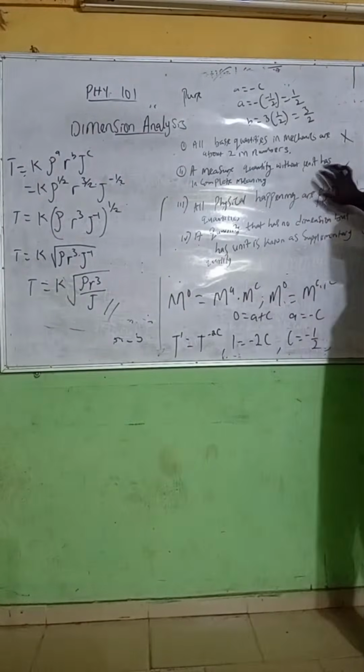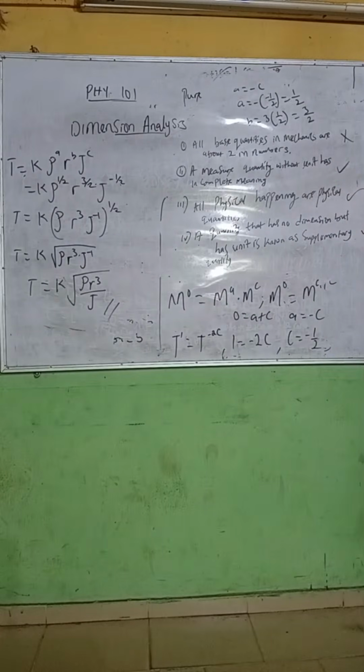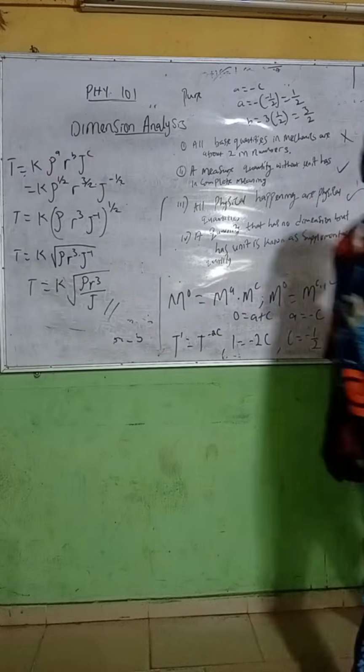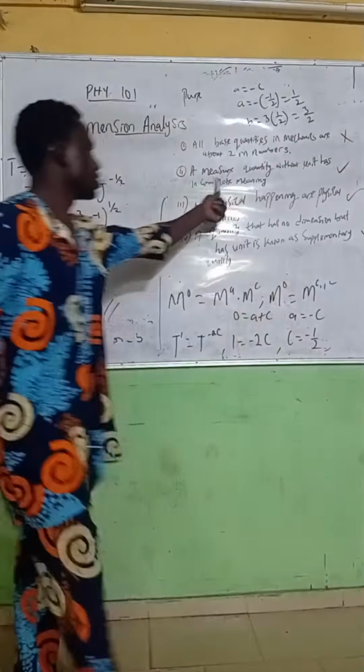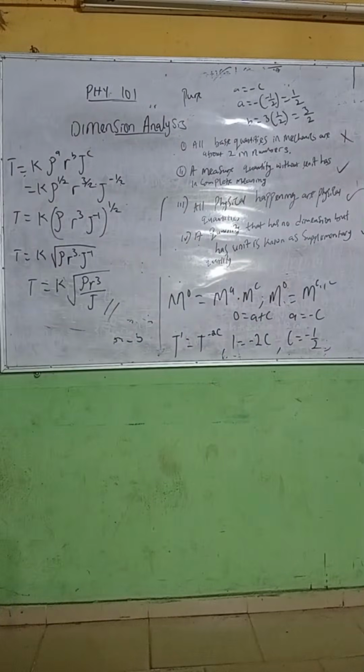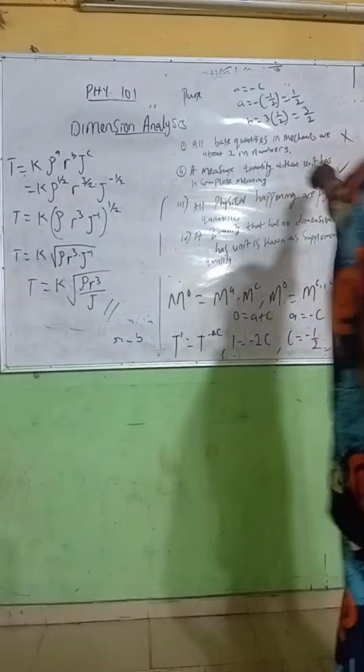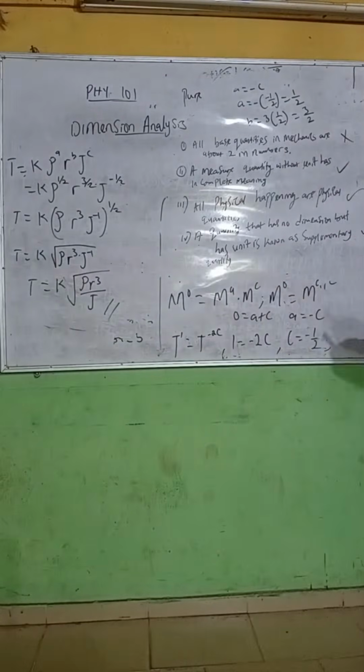2 is correct. I've seen it in past questions before. 2 cannot be false. A measured quantity without unit has incomplete meaning. It's true. It has incomplete meaning. It's even what Professor Awe said, not that it's meaningless. The question is not correct. So 2 is correct. It should be 1 only. So 1 only is false.